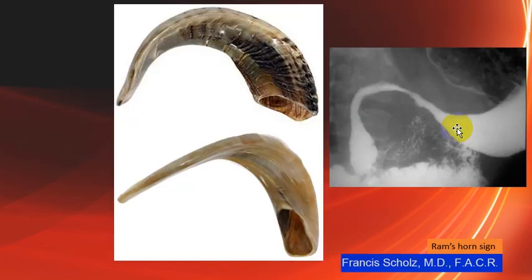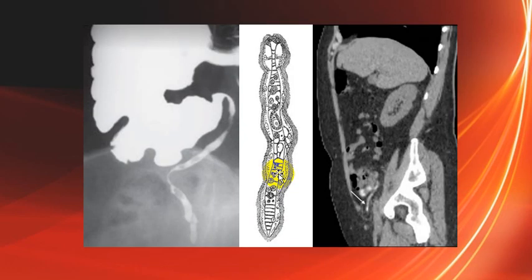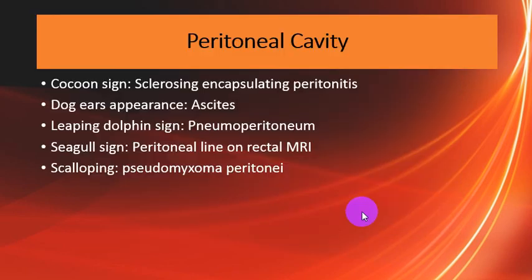Here, a patient with Crohn's disease, we see the contraction or narrowing of the antrum and the proximal duodenum, giving the appearance of the ram's horn sign. And here a patient with a normal vermiform appendix on barium enema and on the CT scan.